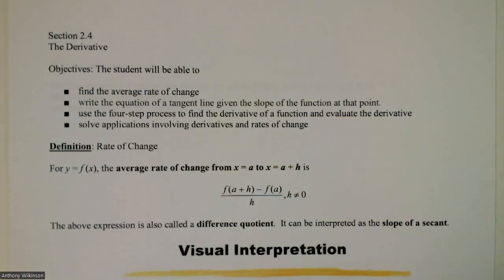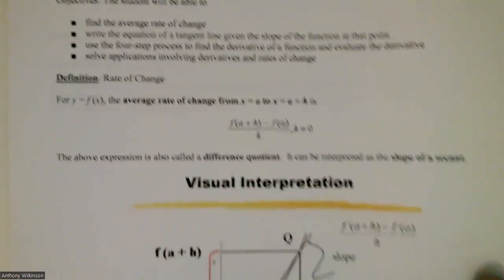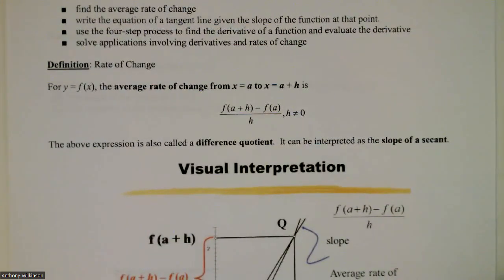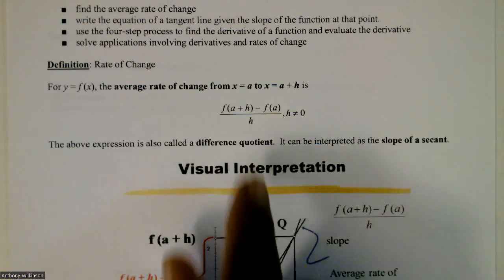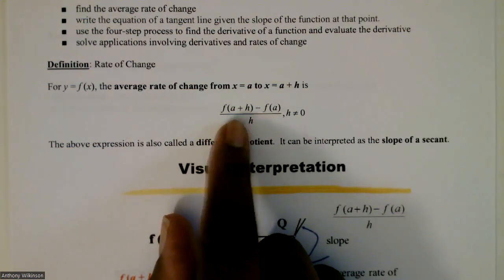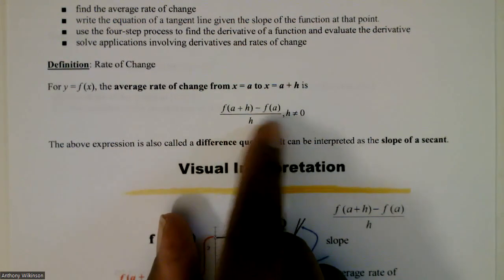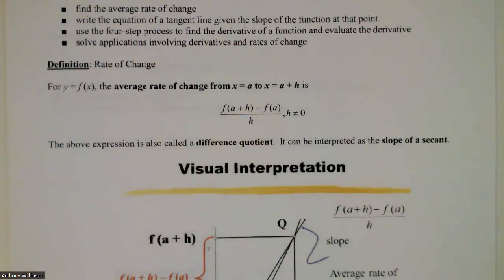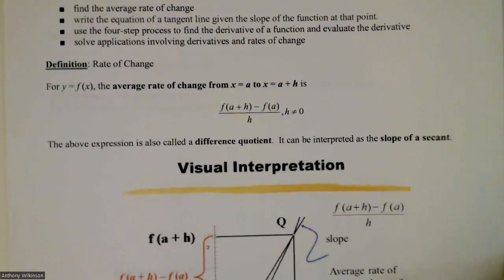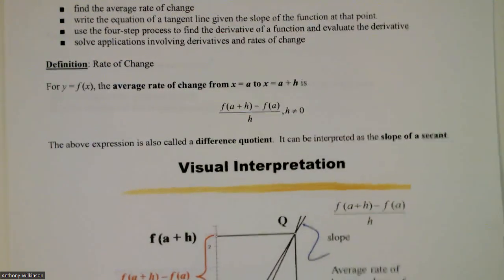All right, so we're going to begin with the definition of rate of change. The definition is this: for y equal some function f of x, the average rate of change from x is equal to a to x is equal to a plus h is this: f of the quantity a plus h minus f of a, all divided by h, where h is not equal to 0. Okay, now the visual interpretation of that rate of change is here.